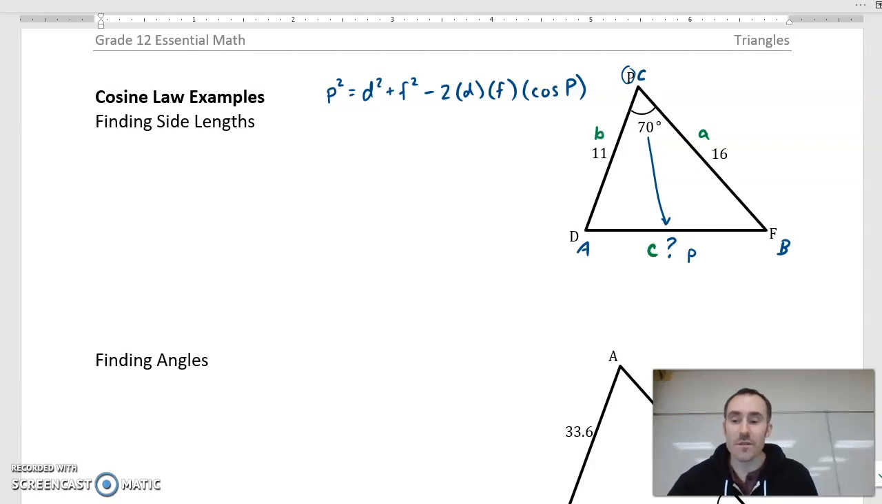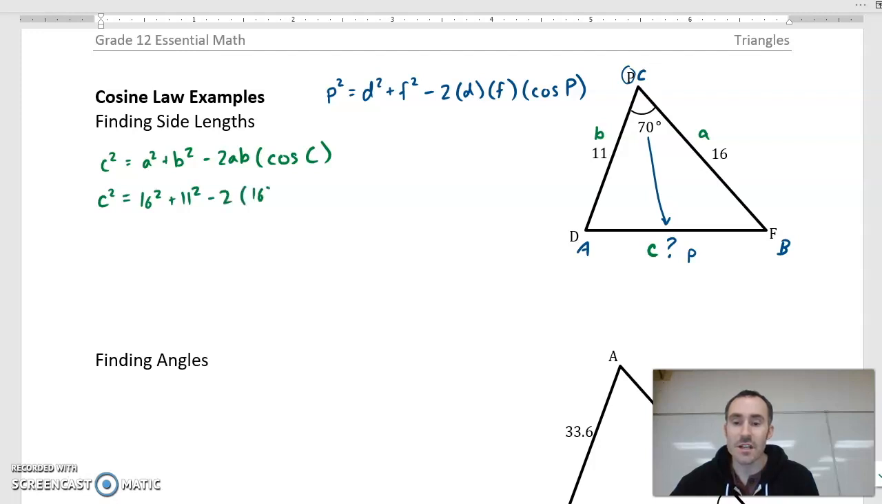It's always across from the corners. Now we would be doing C squared, that's the side we're looking for, is equal to A squared plus B squared minus 2AB times the cosine of C. That's the renamed version. And then we're just going to put in all the numbers that we know. So we don't know C, so we're going to leave it C squared. We know A is 16. We know B is 11. Minus 2 times 16 times 11, because that's A and B, times the cosine of 70 degrees.